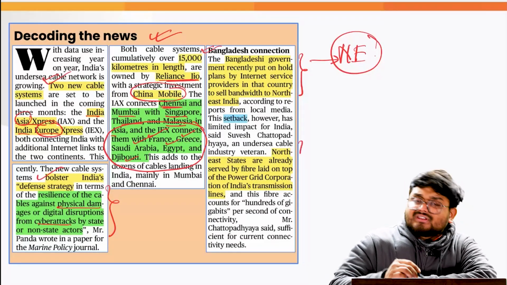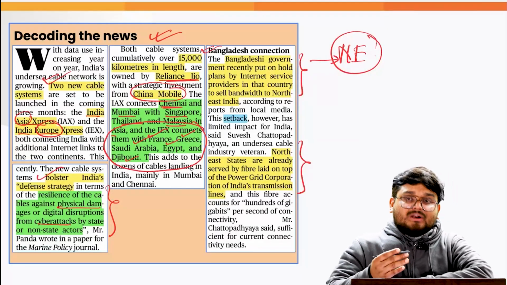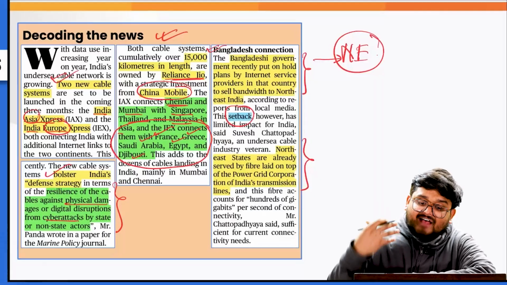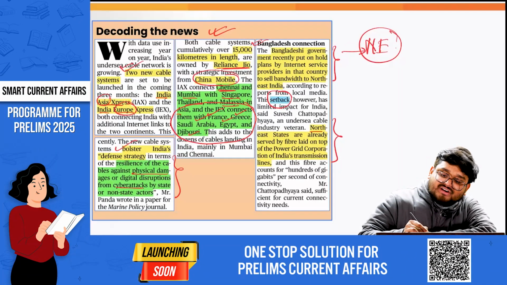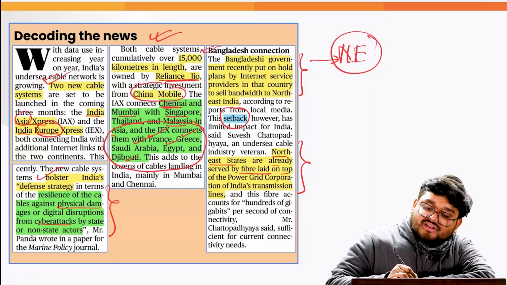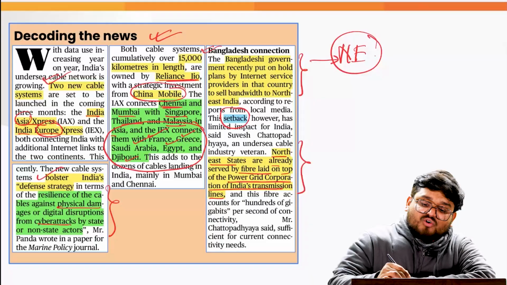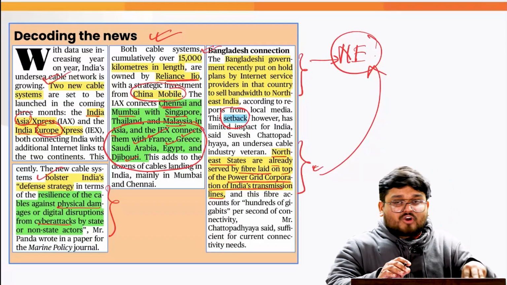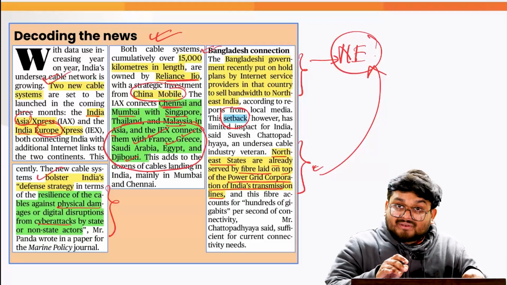Apart from this, we also have some counterpoints, where we should not be dependent on Bangladesh, because we have our own options here. For example, the Northeast states are already being served by fiber laid on top of, say, Power Grid Corporation of India's transmission lines. So that is also one aspect they can use. So this is the entire topic which is important for our examination.